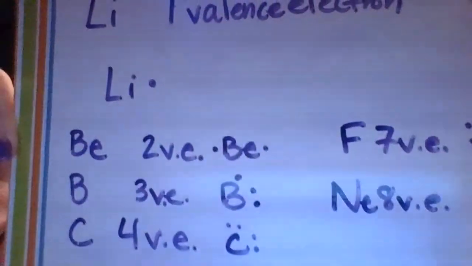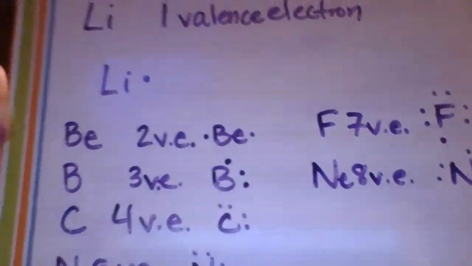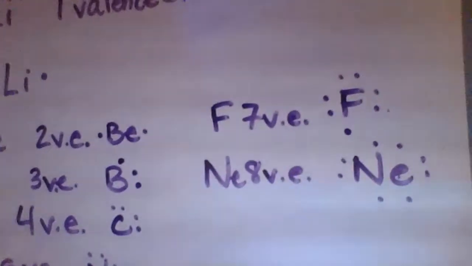Lastly, we have neon with 8 valence electrons. So it has a complete octet, and for some reason I wrote the number 8 instead of neon for that. Let's fix that. Ne with 8 dots. So it has all of its bonds met from its own valence electrons. Okay.